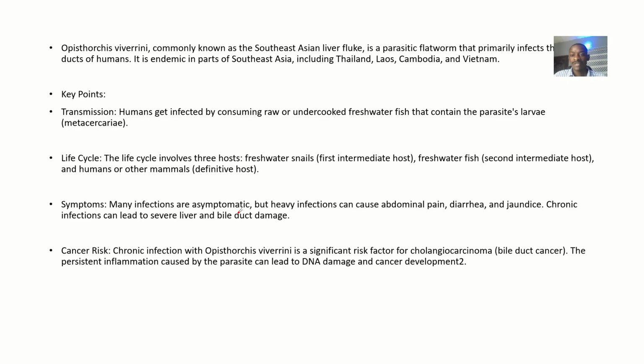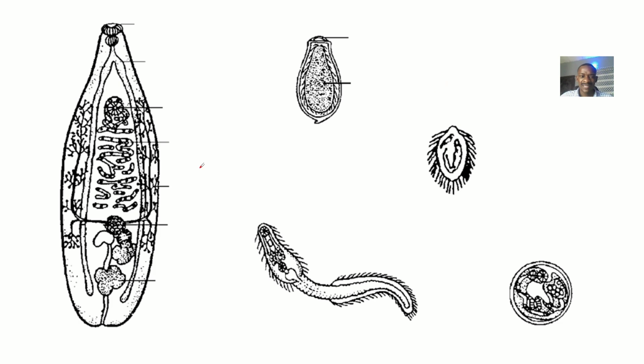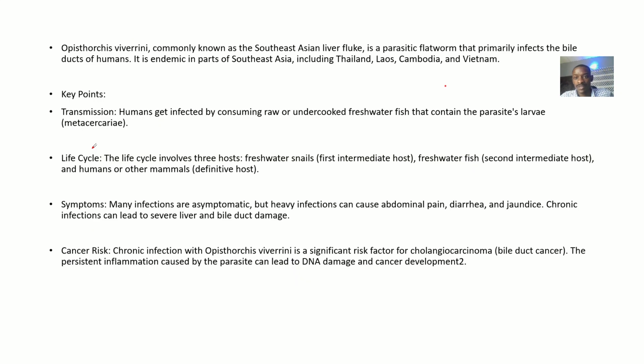All right, so it's actually a fluke. From this side you can see that it's flat. So it's a fluke, or you could call it a flatworm. This Opisthorchis viverrini is commonly known as the Southeast Asian liver fluke. It's a parasitic flatworm that primarily infects the bile duct of humans.